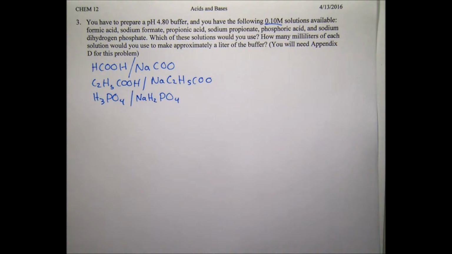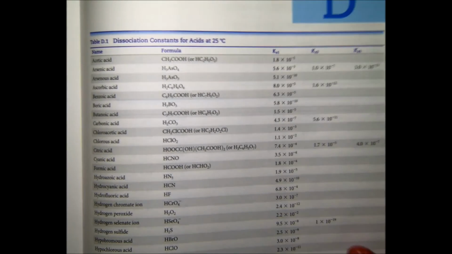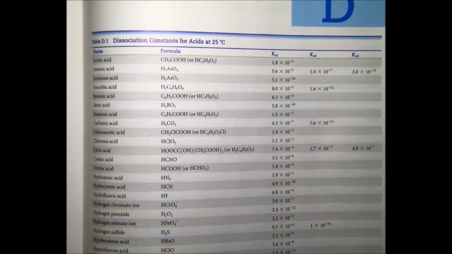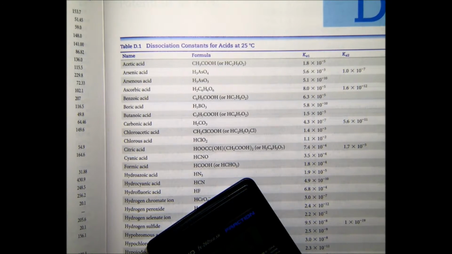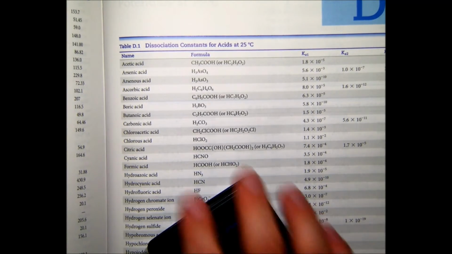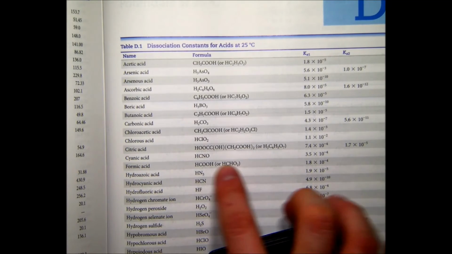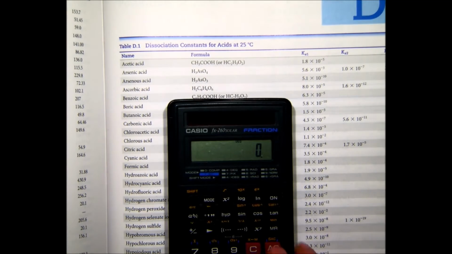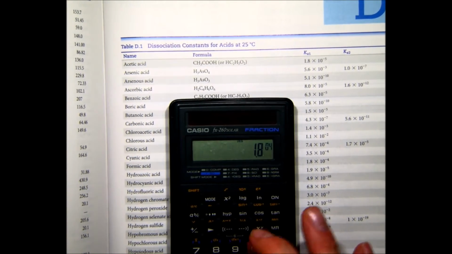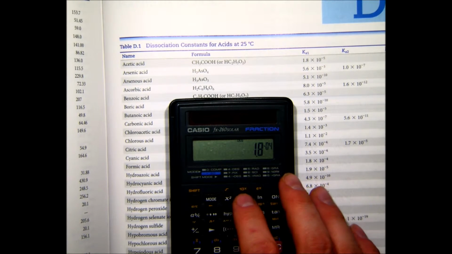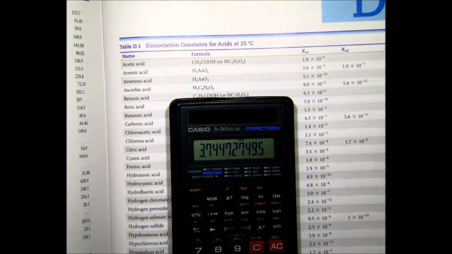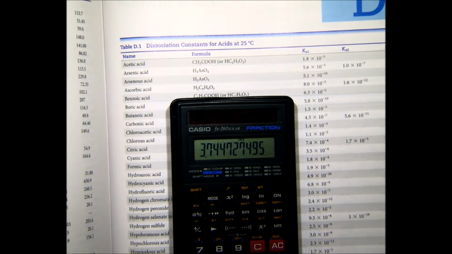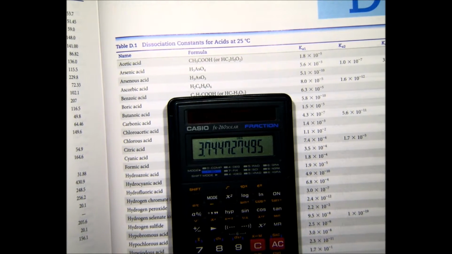So what you need to do is you need to take your appendix D and find these compounds. And you need to find the pKa value that is closest to each one. So what you would do is you go down and find formic acid, and it has a Ka of 1.8 times 10 to the negative 4. I would take the negative log and realize that its pKa is 3.74. So that's outside 1 unit from the desired pH. So that's not going to be ideal.